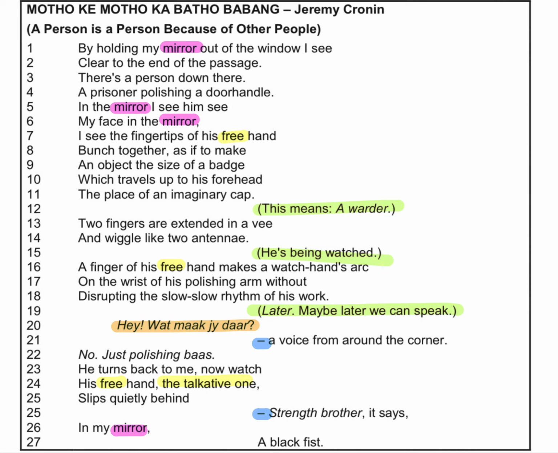By holding my mirror out of the window, I see, clear to the end of the passage, there is a person down there, a prisoner polishing a door handle. In the mirror I see him see my face in the mirror. I see the fingertips of his free hand bunched together as if to make an object the size of a badge, which travels up to his forehead, the place of an imaginary cap. This means a warder. 2 fingers are extended in a V and wiggle like 2 antennae. He's being watched. A finger of his free hand makes a watch hand's arc on the wrist of his polishing arm without disrupting the slow rhythm of his work.